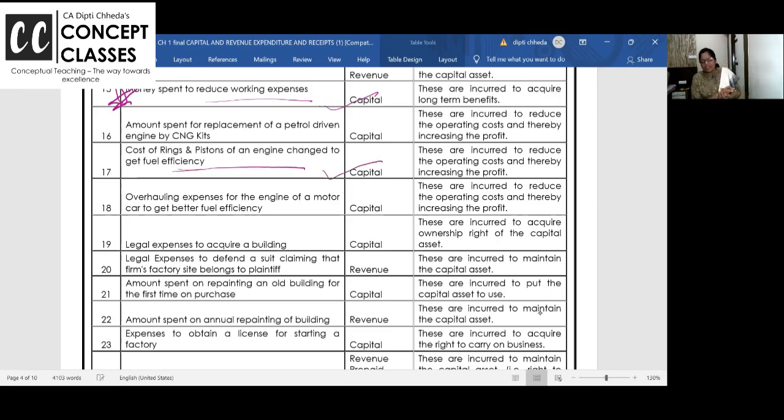Now what are these? Rings, pistons and all, if they are a major expenditure which will reduce your day-to-day fuel and power consumption, capitalize. Many people put a power saving device in their company. If they put that device of 10,000, their current bill will reduce, a day-to-day expense. But is putting up that power device a capital expenditure? Yes.